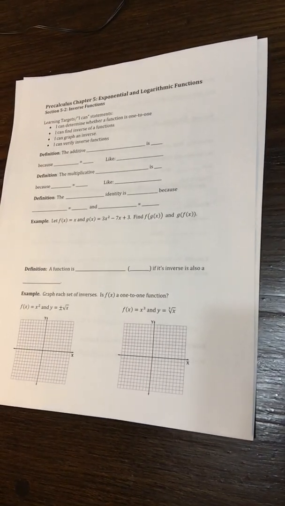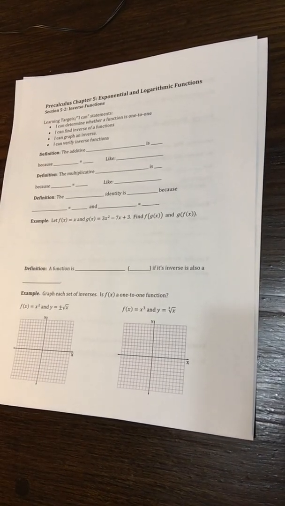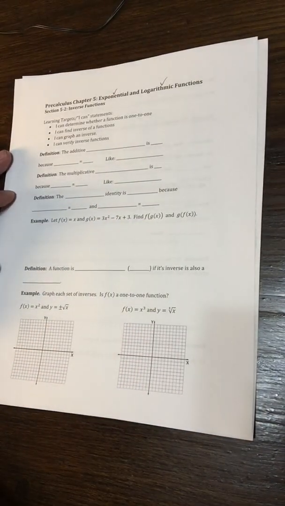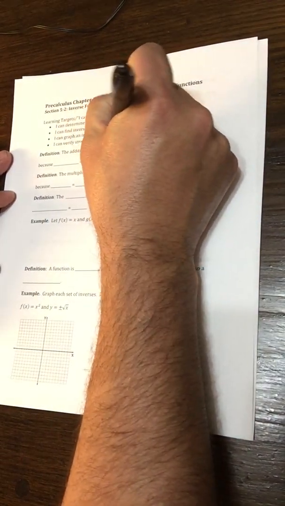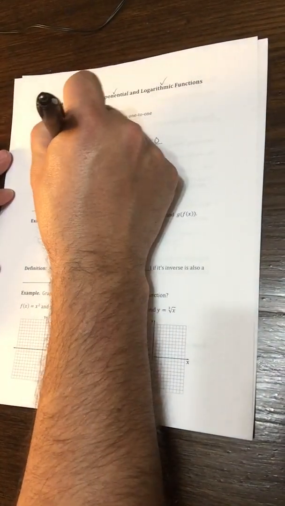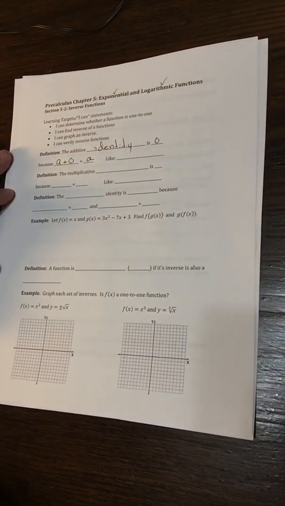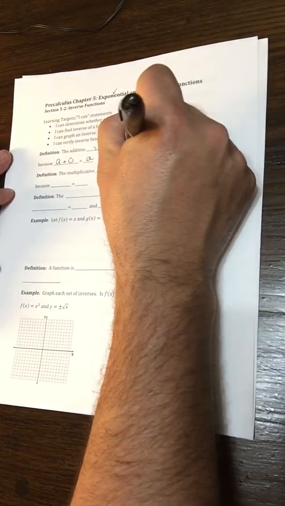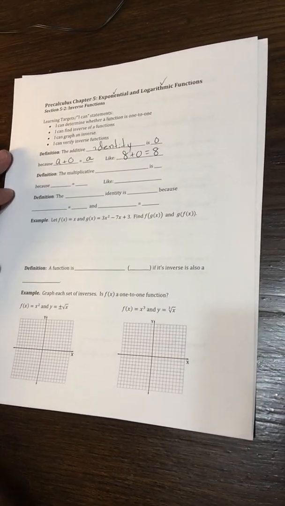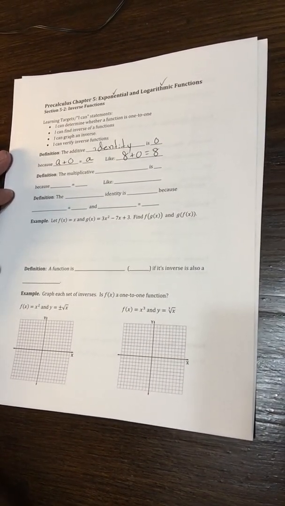Okay guys, we're going to talk about inverse functions today so that we can get to these two here, which are a pair of inverse functions. Okay, I'm going to go all the way back to something from middle school, the additive identity. The additive identity is the number 0, because any number a plus 0 is equal to a, like 8 plus 0 equals 8. You add that number and it doesn't change the value.